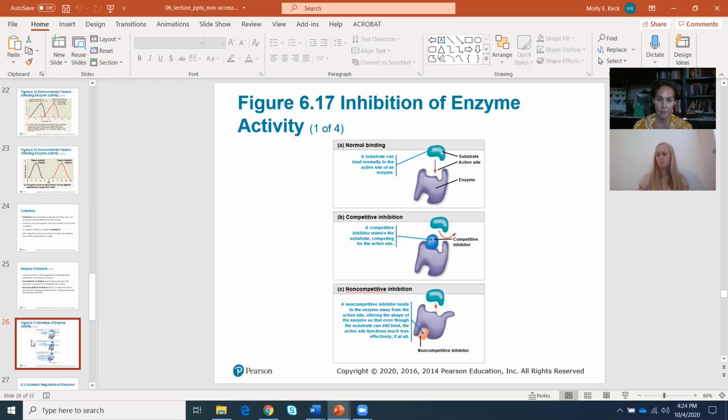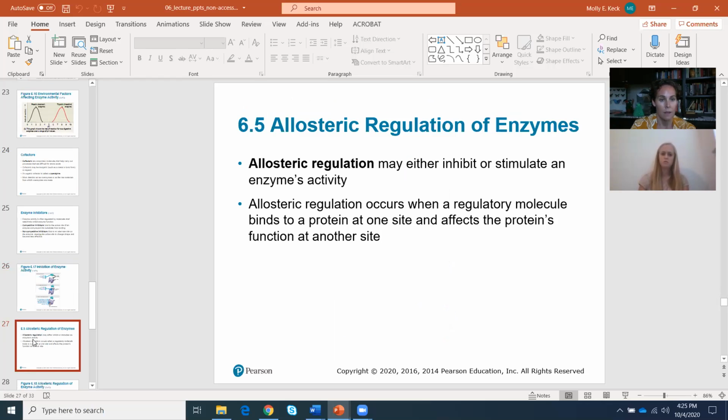A non-competitive inhibitor binds at another part of the enzyme, and it changes the active site so that it can no longer fit in there perfectly to make the reaction happen. So we can inhibit certain reactions by introducing some sort of an inhibitor. Competitive fits in the active site, and non-competitive will fit someplace else.